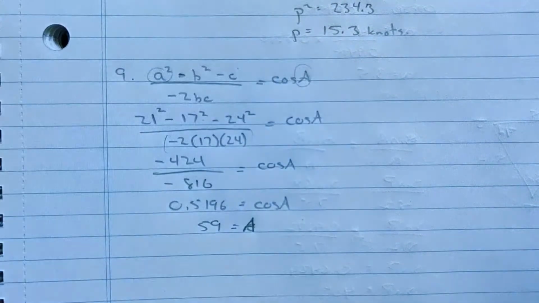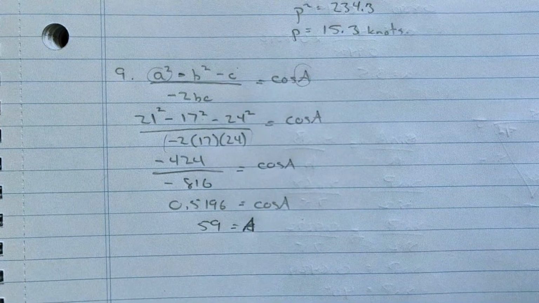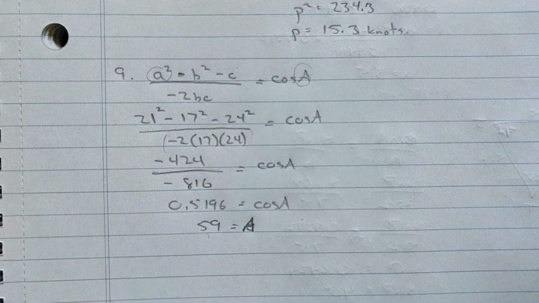59 equals A. So notice that again the cos disappeared now. Once I calculated the angle from the ratio, the cos portion disappears. Cos is a calculation that we did. So we're left with 59 degrees here.